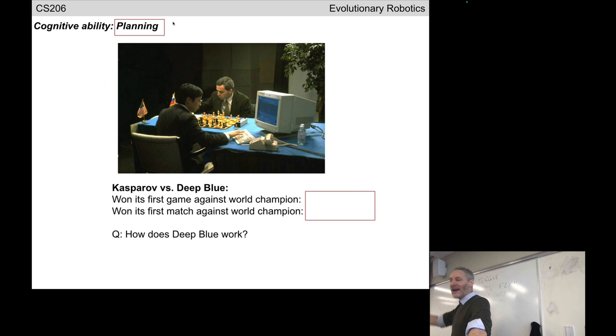Planning was something that the early AI pioneers spent a lot of time working on and thinking on. Eventually, they were able to create an AI that was able to plan sufficiently ahead in a game of chess to beat the world champion in a single game, and then a short time later, beat the world chess champion in an entire match. Anybody remember roughly when this happened? It was in the 90s. So this was the late 90s.